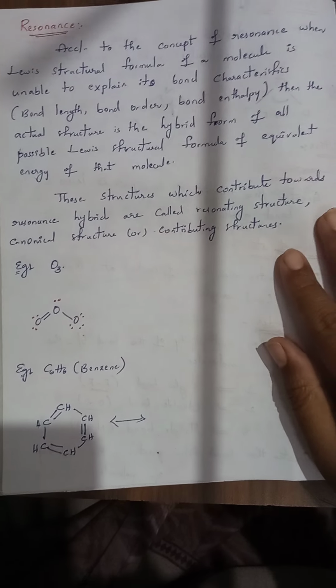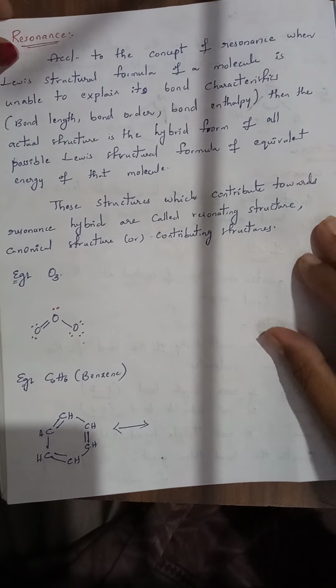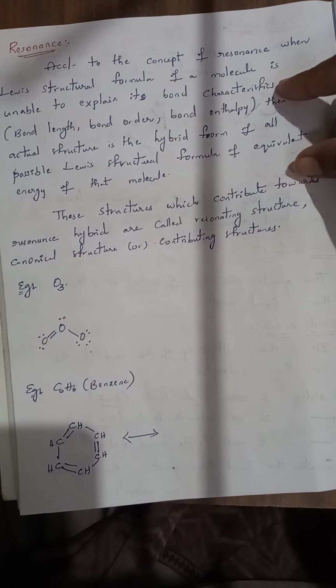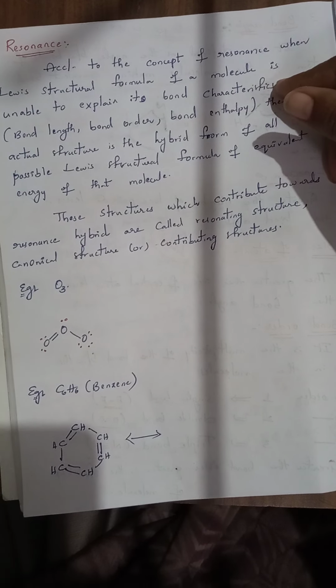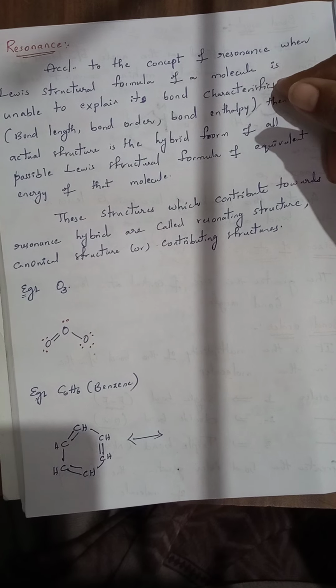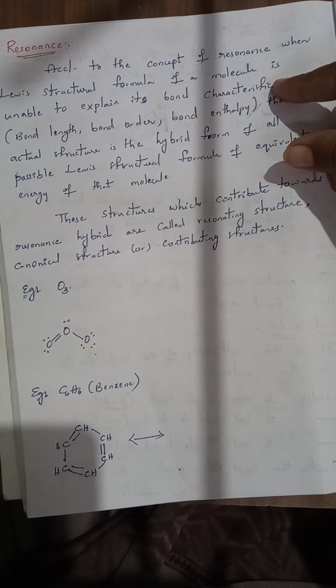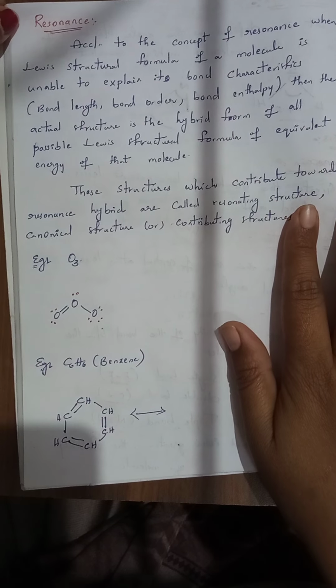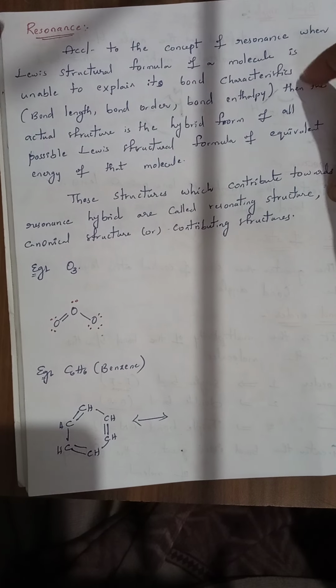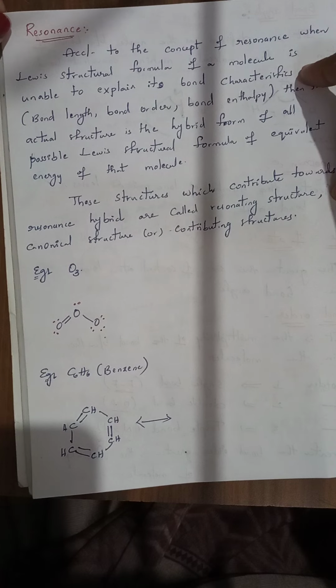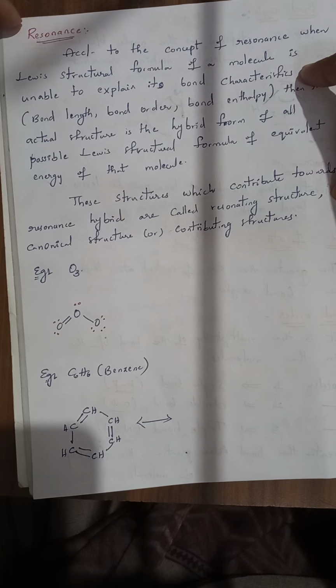Hi everyone. In this video I am going to continue with the chapter that is chemical bonding and molecular structure. In the last video we have seen about Lewis octet structure theory, and next how to calculate formal charges of each and every atom present in a molecule. Now I am starting with a new topic in the same chapter, that is resonance.